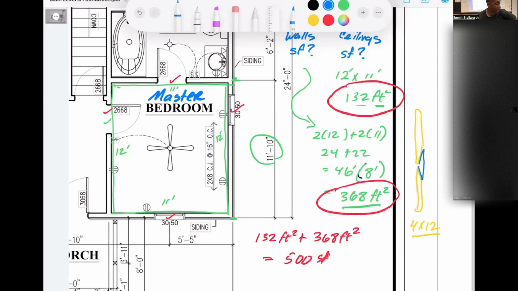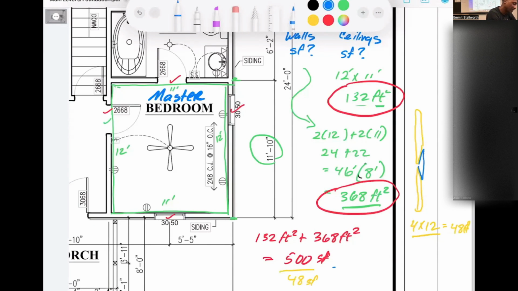Okay. All right. So now we use the 4 by 12s, right? Which is each one of these right here. That's 48 square feet. I'm going to divide this right here by that 48 square feet. That's going to give me how many boards I need. Does that make sense? Questions?